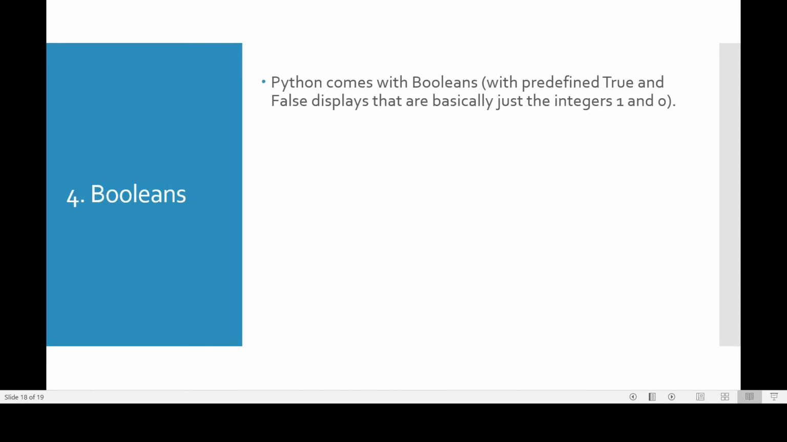The last type of data is Boolean. Python comes with Booleans with predefined true or false that display basically just as integers 1 and 0. So if you have ever studied any machine language, 1 stands for true, 0 stands for false. Example, if I ask 3 is greater than 4, the computer will say false. A equal to 10, B equal to 20 and A is less than B, so it is true.